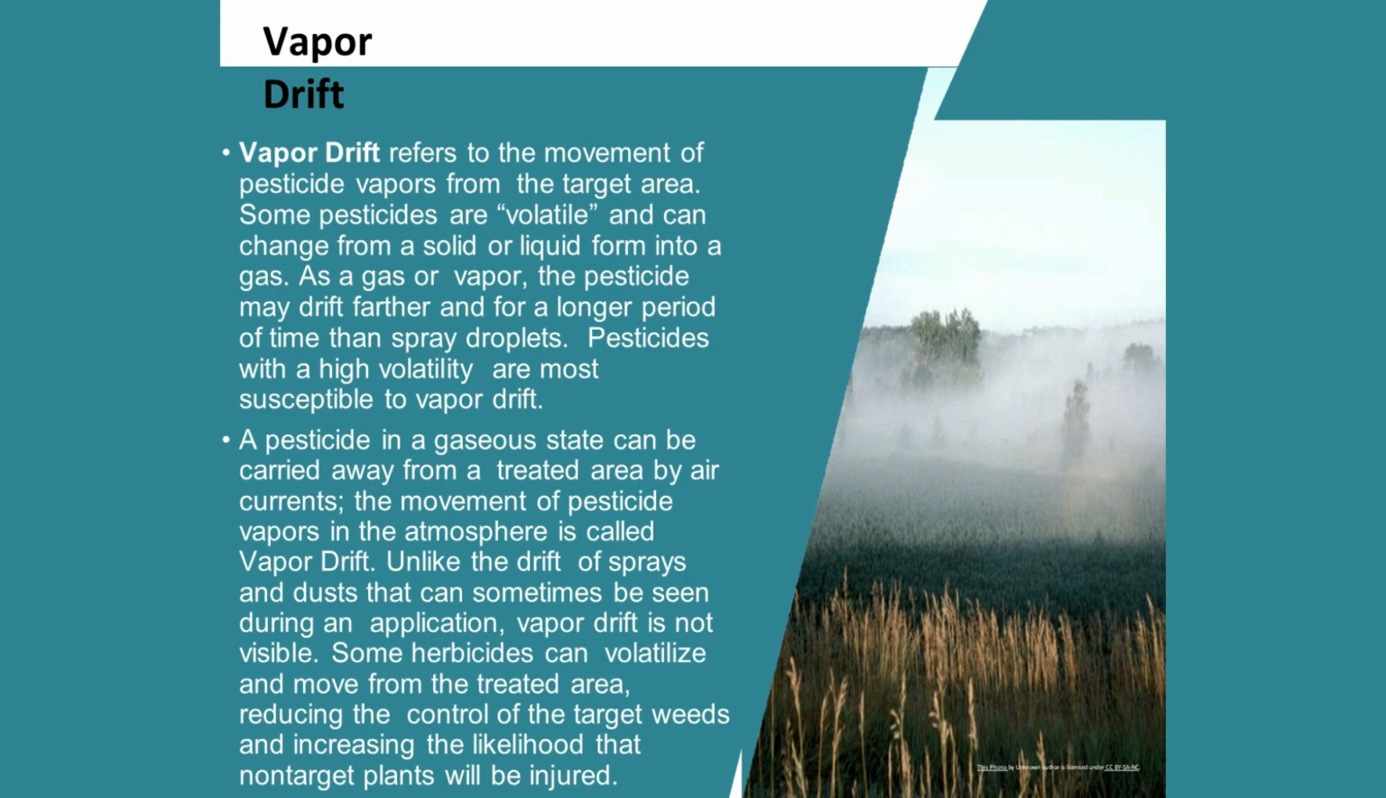Unlike the drift of sprays and dust that can sometimes be seen during an application, vapor drift is not visible. Some herbicides can volatilize and move from the treated area, reducing the control of the target weeds and increasing the likelihood that non-target plants will be injured.